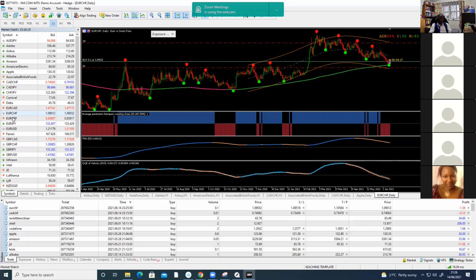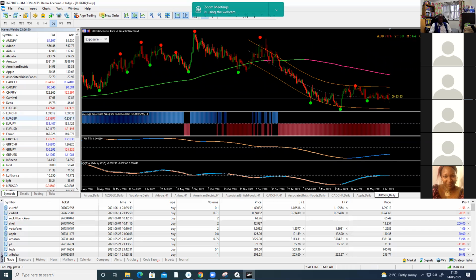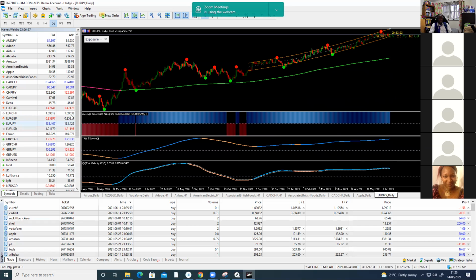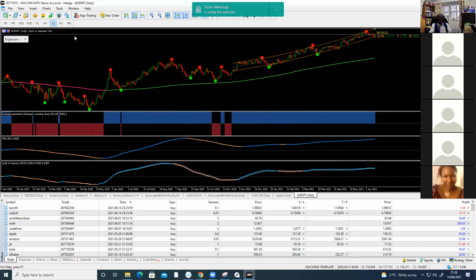Okay, let's see if we could find any other thing. Your GBP. No, that's below. So we only want to look to sell. Because if these aren't above that line, then we're only looking to sell. Now this one we could buy. Okay, let's show you this one now.